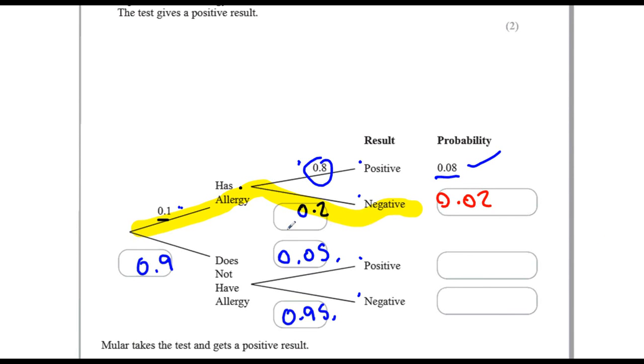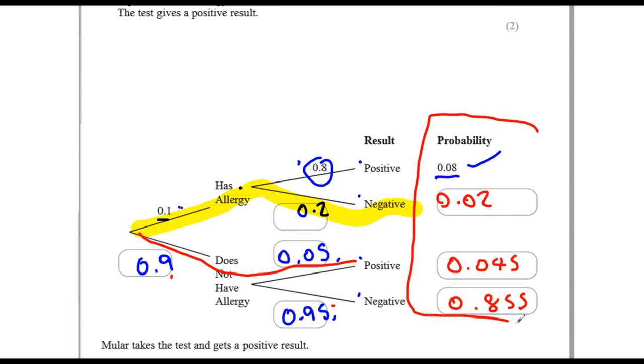Okay, the next one is 0.9 times 0.05. You can do that on your calculator and get 0.045. The final one, 0.9 times 0.95, gives you 0.855. Now all possible probabilities should add up to 1. So if you add them down here as a check on your calculator, they should sum to 1.